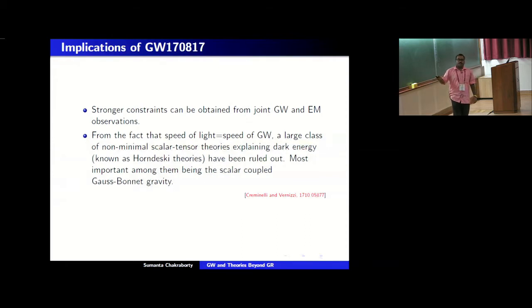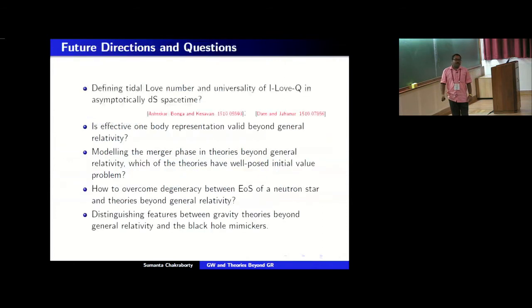Therefore, since one observation can rule out so many models, one may wonder what happens when future observations come in, and one hopes that one should be able to talk more about constraining them and ruling them out in future. So I will just finish with future directions and questions.